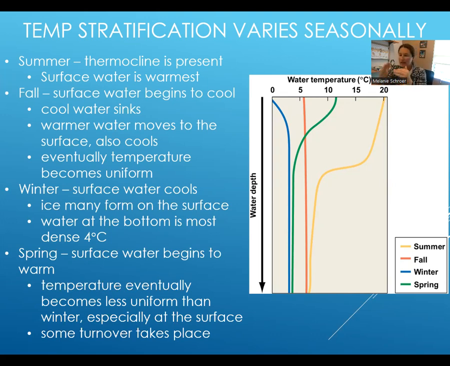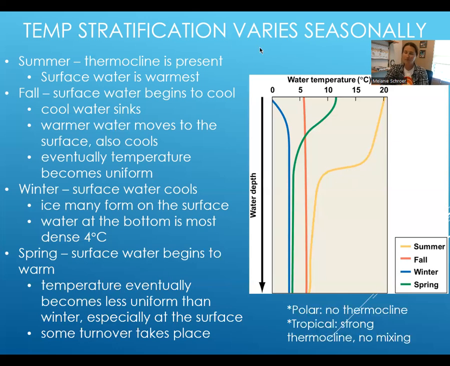Start to get a little bit of mixing, gets warmer deeper and deeper down, and ultimately leading into summer when, again, this steep thermocline reappears. So this is the pattern that you would see in any place that actually experiences seasons. Like South Jersey, the water column is going to have different temperature patterns depending on the time of year.